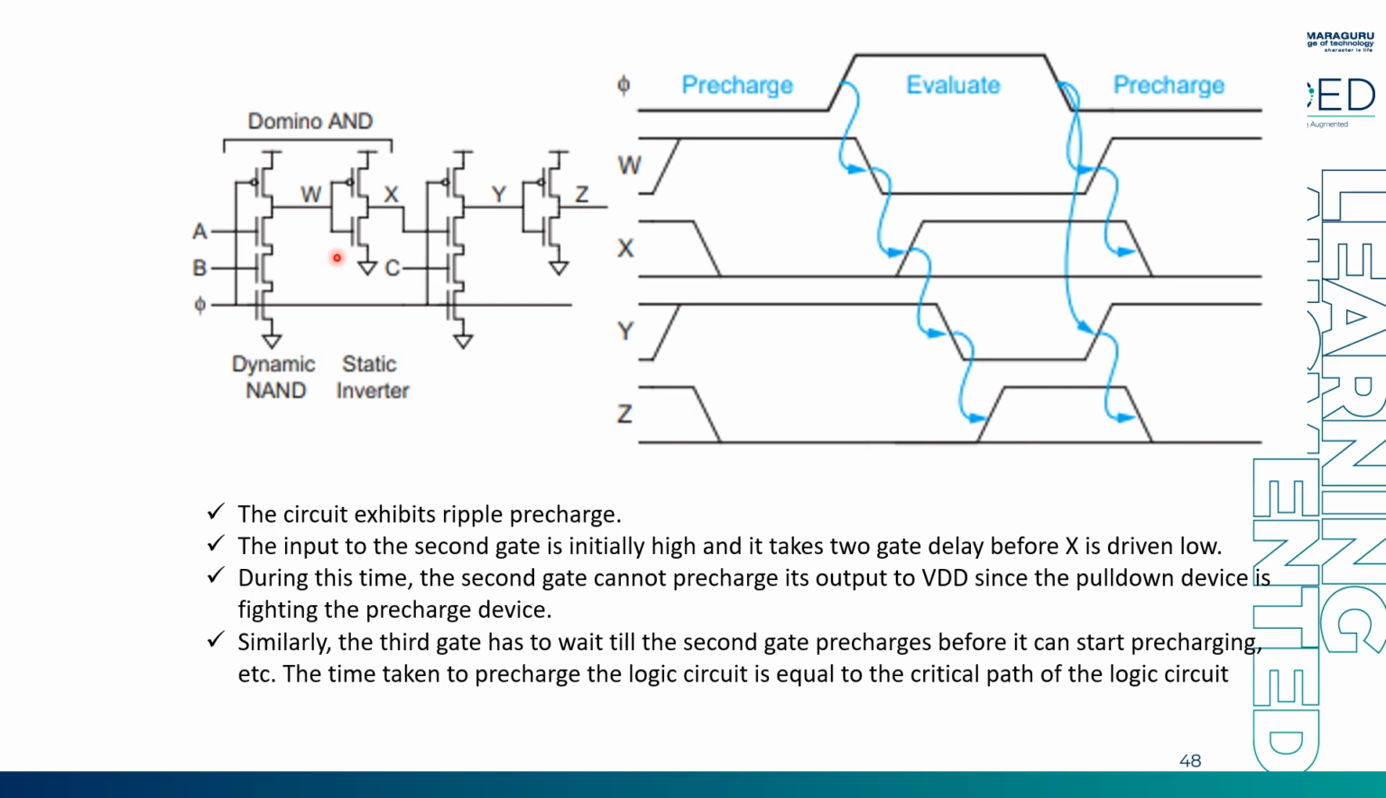So let me say it clearly. You have the first stage. Okay, you want to feed this input to the next stage. Likewise, if you have 3 or 4 stages, what will happen? Now you are pre-charging this and then you are evaluating this. Okay, when you evaluate this, you have to wait until this output passes through the inverter, and then it will go to the next domino stage.